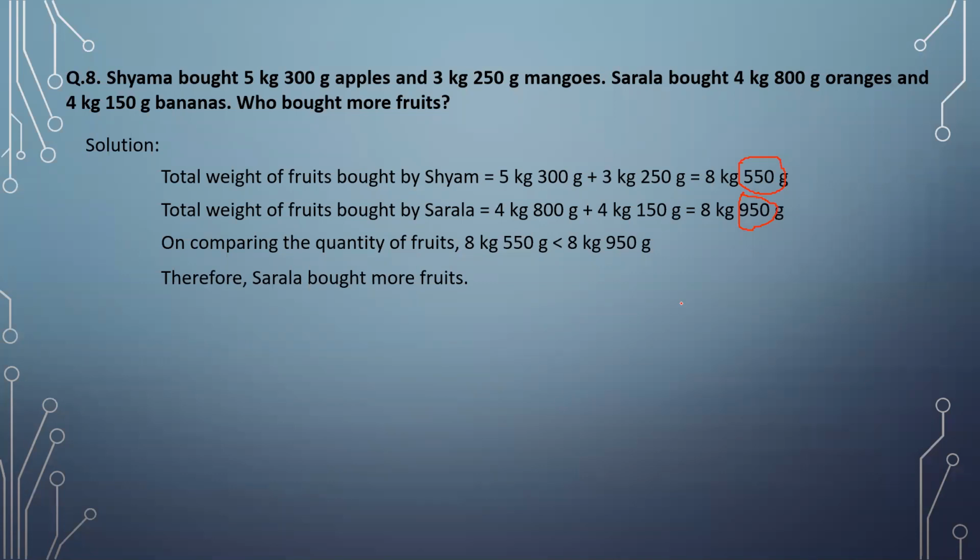Here it is not asked how much more, like in the previous question, where they asked how much more distance he covered than Dinesh. That was asked there, but this condition is not asked here. So we have to just compare the values. You just have to write who bought more fruits. It is not necessary to write how much more, so don't perform the subtraction here. We only have to compare these two values. So this is question number 8.